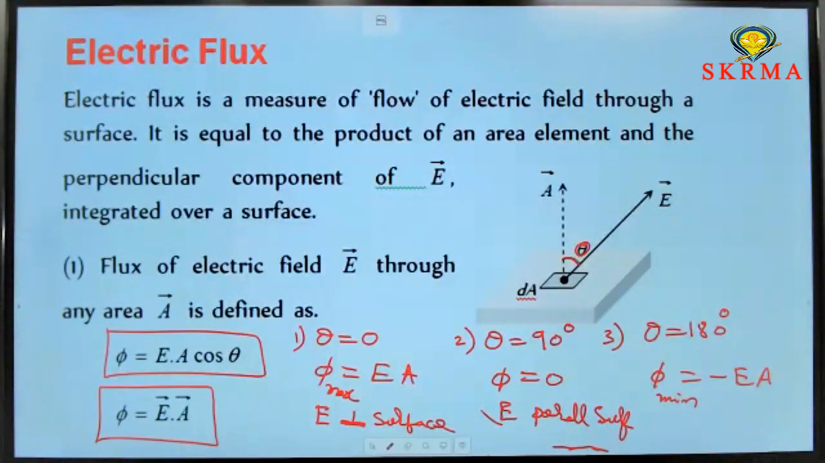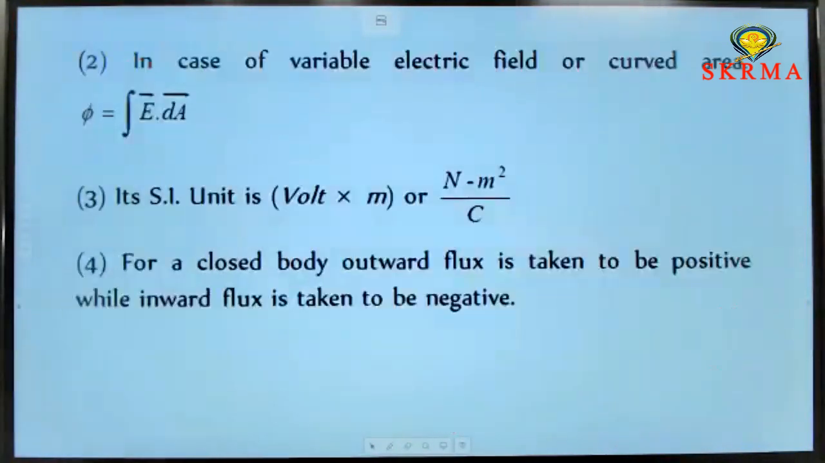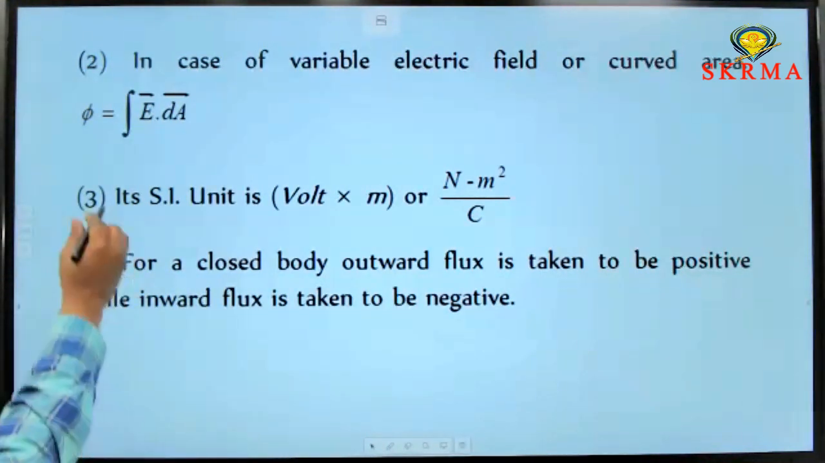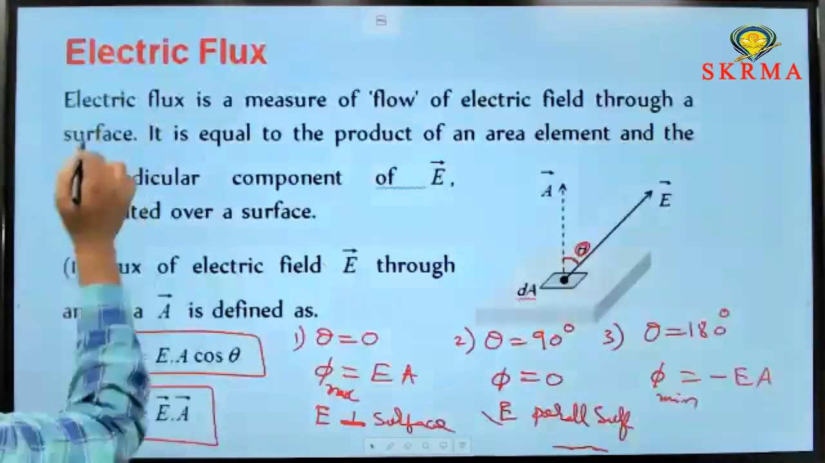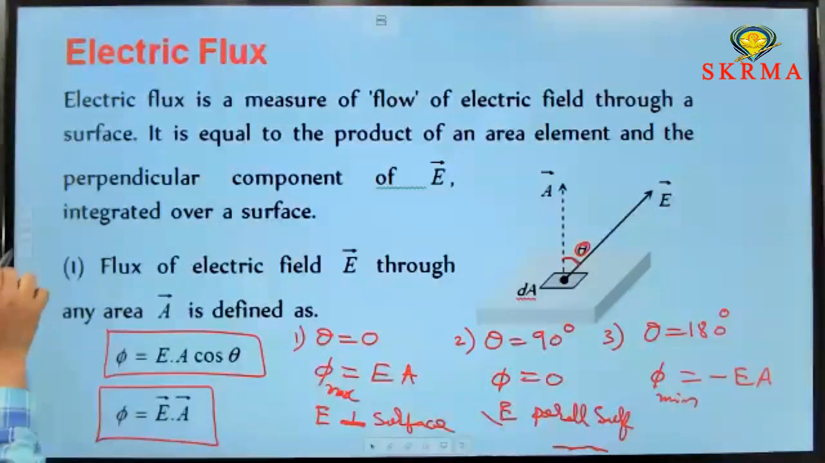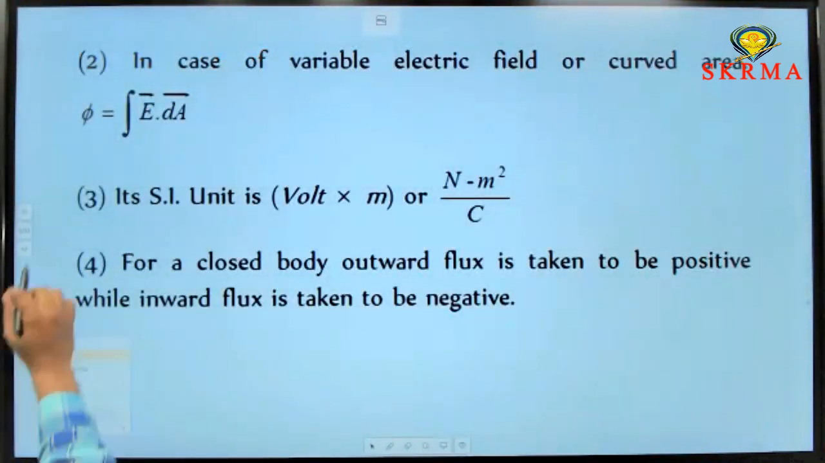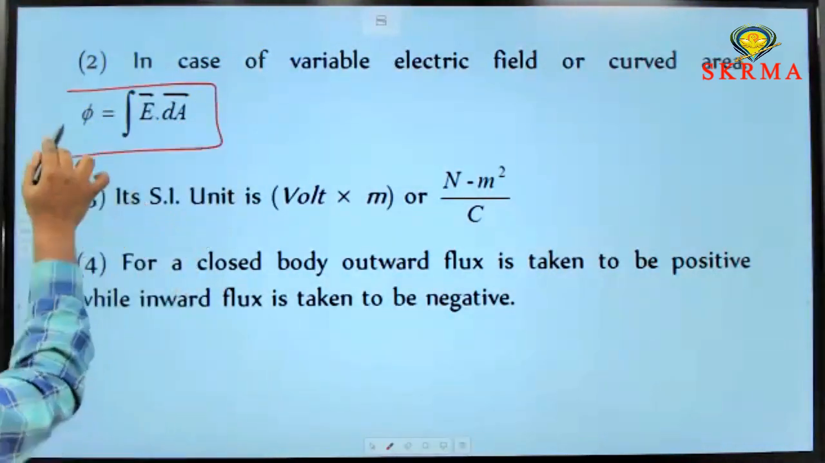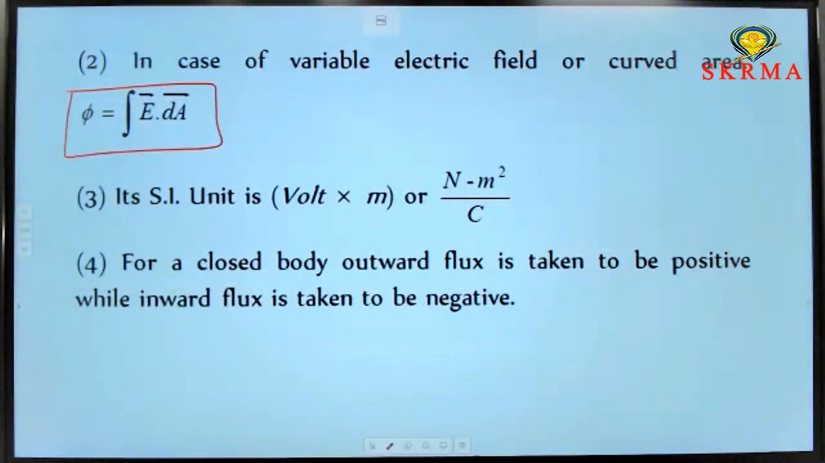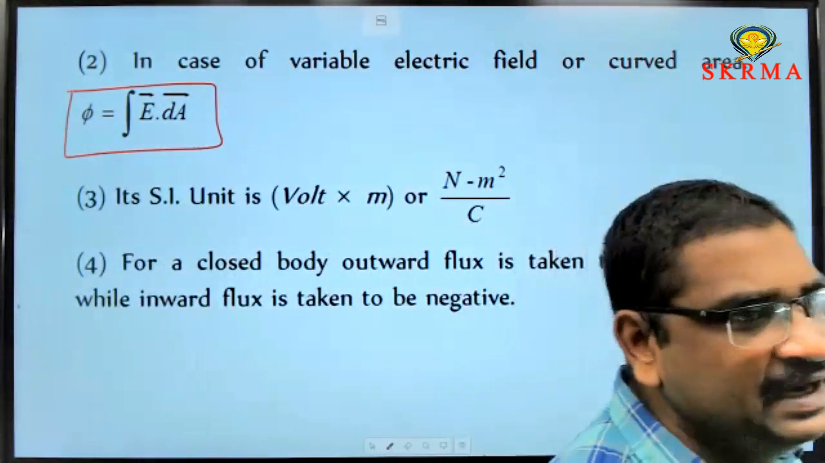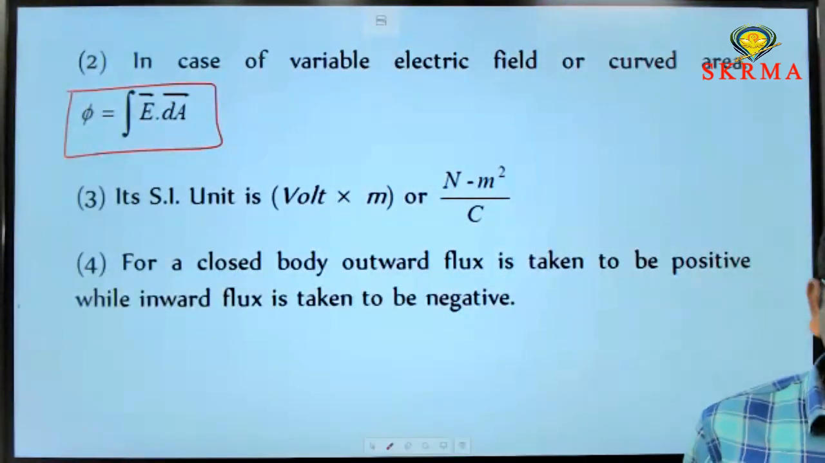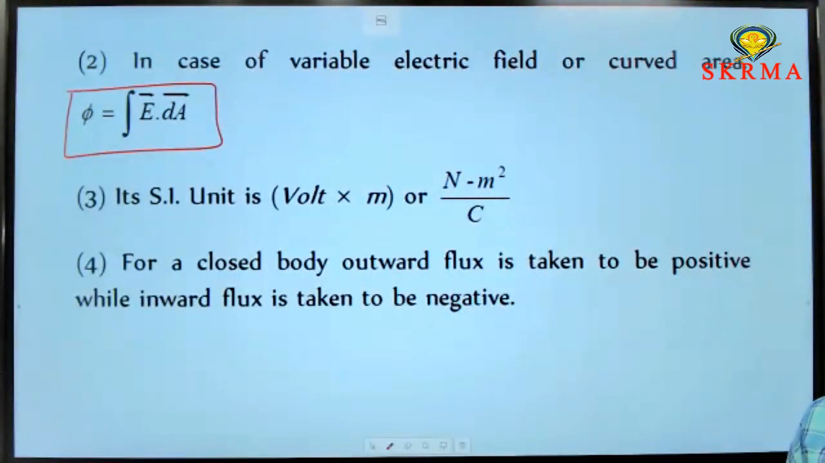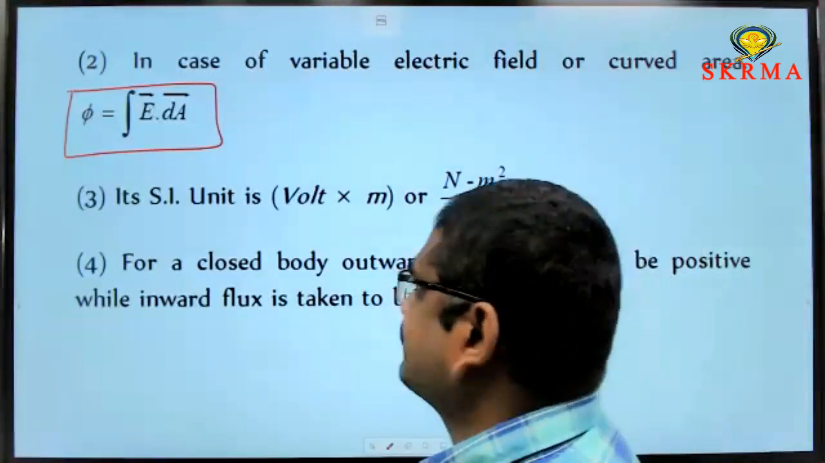Next one. If a variable electric field is given, then the same equation can be written as phi equal to E bar dot A bar. The same equation can be written as phi equal to integral E bar dot dA bar. So if the electric field is variable, then we can write like this.